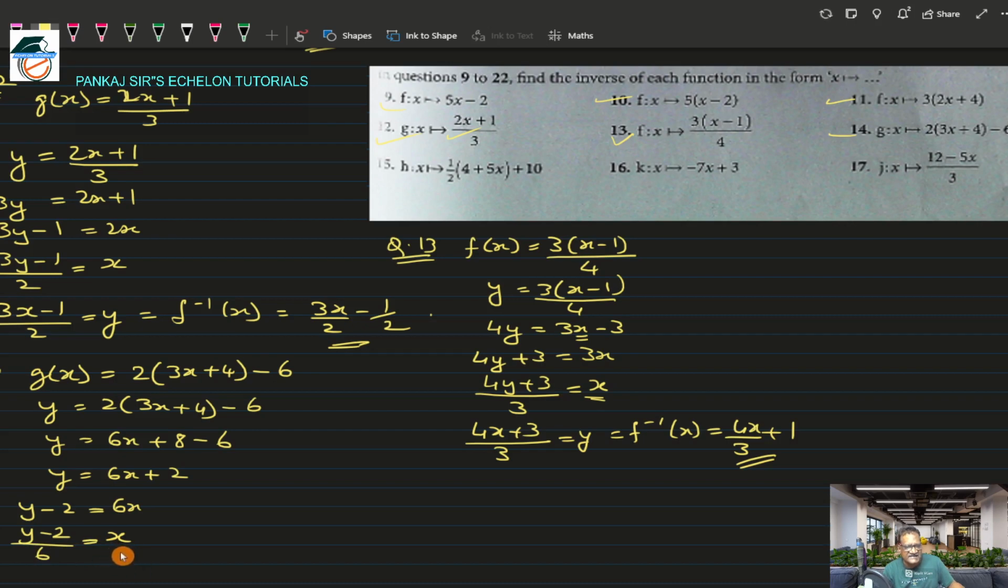Now once x is made the subject, you can swap x and y and write this as x minus 2 upon 6 equal to y. This y is nothing but your f inverse of x. So f inverse of x will be x upon 6 minus 2 upon 6. 2 upon 6 should be 1 by 3. So this is your answer. Fine. So that was question number 14. Now let us quickly come to question number 15.